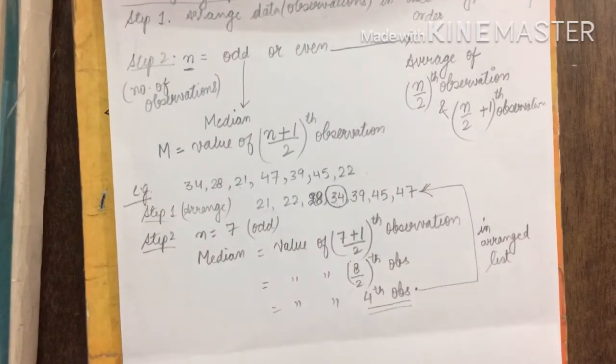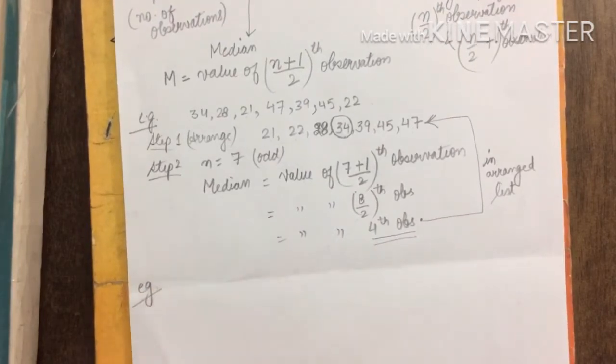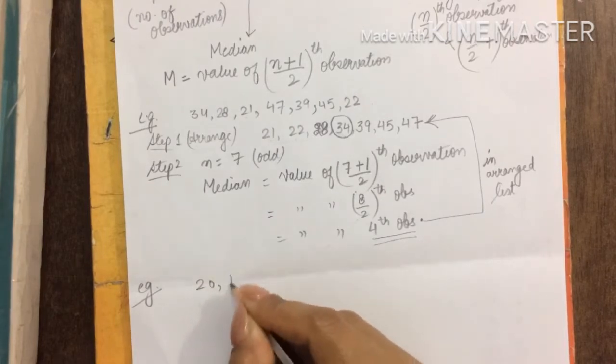Now let us take an example where the number of observations is even. I'll again be taking a discrete series. Let us take these values.